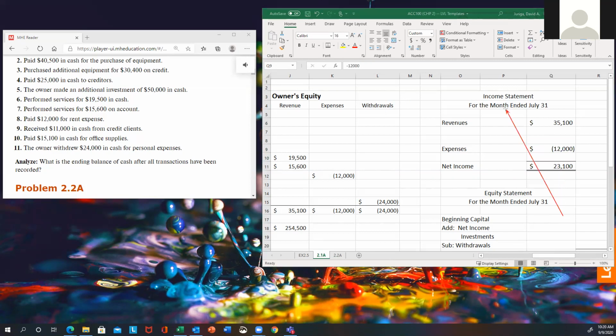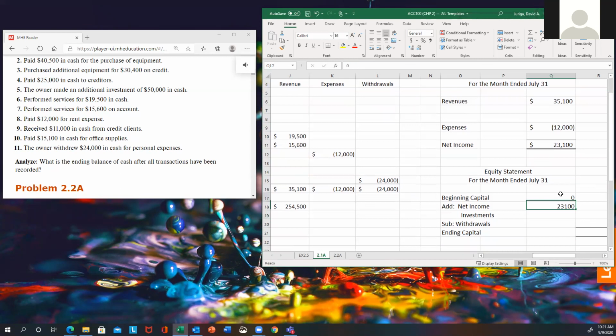That's our first step. Now, this amount is going to be transferred to the equity statement, and you're going to add net income to your equity. So your net income, or if it were a net loss, anything from your income statement gets transferred over to your second financial statement. So let's do that. We'll start with your capital. Because I believe they just started the business, we're going to put zero. Zero is our beginning balance. We're going to add the $23,100 of our net income.